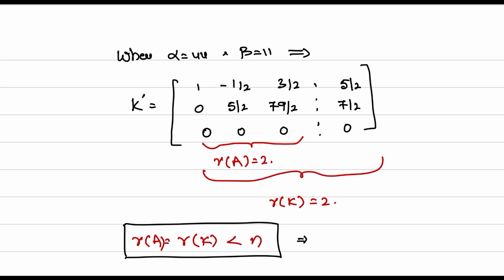That implies the system has infinitely many solutions, because the number of variables is 3 and the possible equations as per the rank are 2, hence there will be infinitely many solutions.